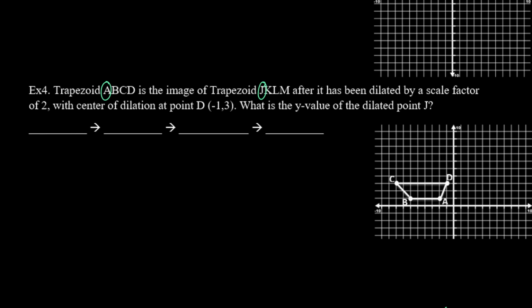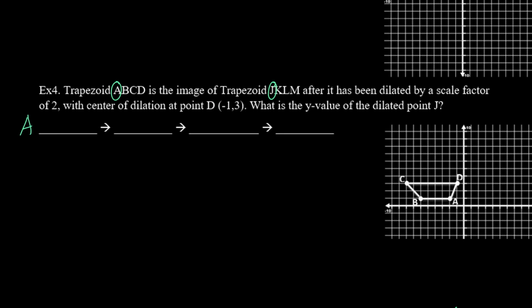So first we do what? What do you think we need to find first? Right. So the A value's coordinates are at -2, 1. And then first we need to subtract our point of dilation from this value. So if I subtract -1, it's the same as what? Adding 1. And then I subtract 3. So -2 plus 1 is -1. And 1 minus 3 is -2.